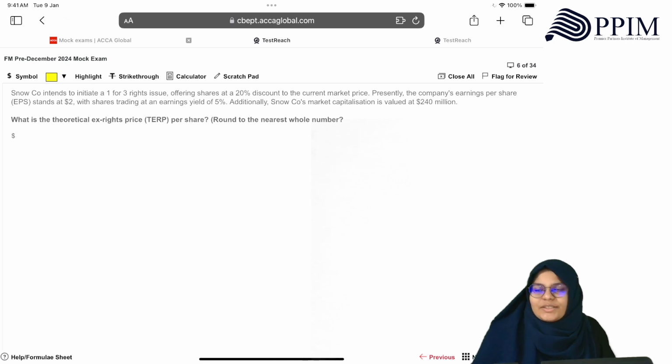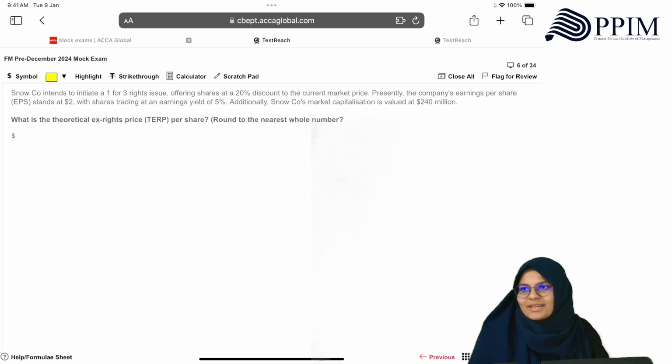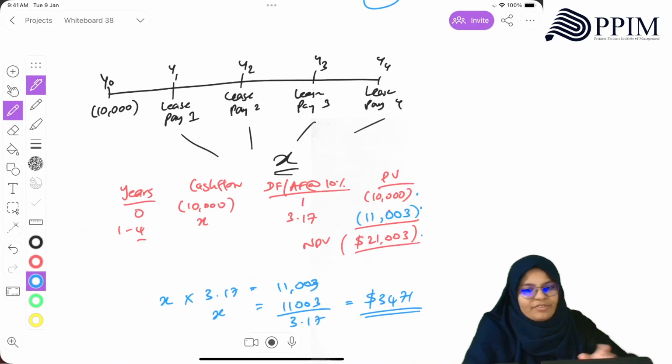Okay. So it says Snow Company intends to initiate a 1:3 rights issue, offering shares at a 20% discount to the current market price. Presently, the company's EPS stands at $2 with shares trading at an earnings yield of 5%. Additionally, Snow Company's market capitalization is valued at 240 million. So they are asking for TERP rounded to the nearest whole number. Fine.